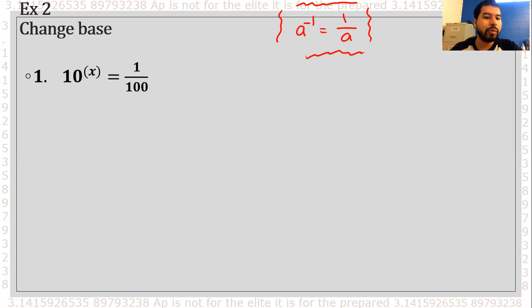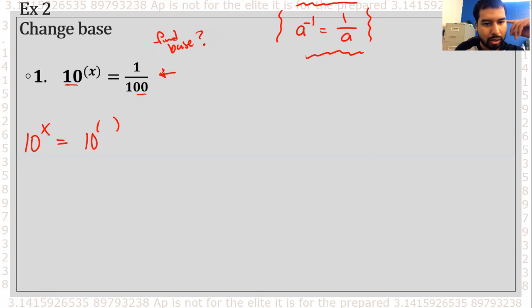Okay, so the first thing we want to go ahead and do is find the base. What base do these two have in common? So hopefully you're able to see that on the left hand side I have 10 to the x, and on the right hand side I have 1 over 100. So I'm going to think that my best bet is to get the base to be equal to 10, right? Because I know what 10 is, and I'm pretty sure I can get a 10 to some exponent to give me 100. So 10 raised to the x is equal to 10 raised to some number is going to give me 1 over 100.